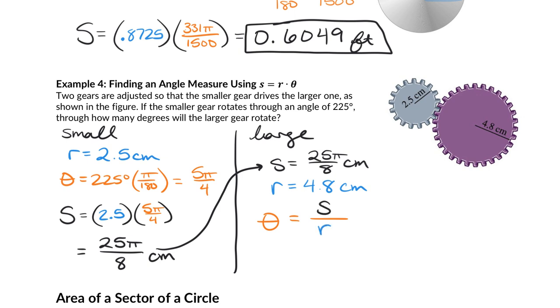And we know how far it's moved because the two gears have to move the same distance or else the teeth would get all messed up. So S is the same for both of these, but everything else is different. So if we fill in this formula, we know that S is 25 pi over 8, and we know that the radius of the larger gear is 4.8. Why did I put an R right there? What am I doing?